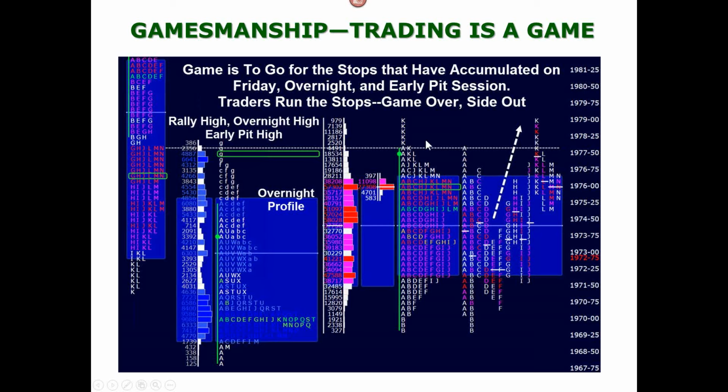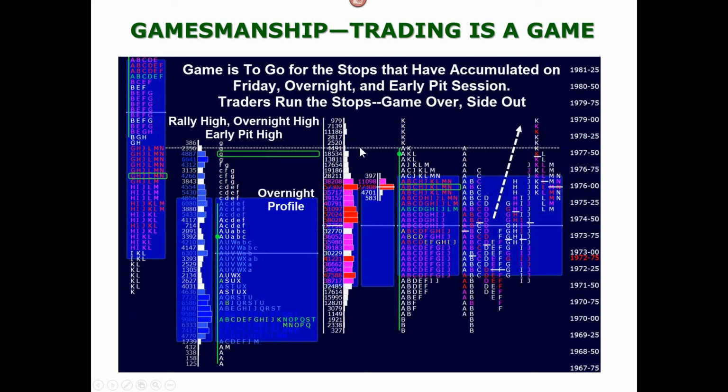That's all they were trying to do, get the high out from the rally high on Friday, the overnight high, the early morning high. What's up there? Stops. That's the reason I said I always wait twice. First time up, they get the stops. How do you profit from getting the stops? If you're part of the people leading the game, you bid the market up to take out the stops. Once you get the stops, that triggers more buying. You turn around, you sell into it. That was the game for yesterday.